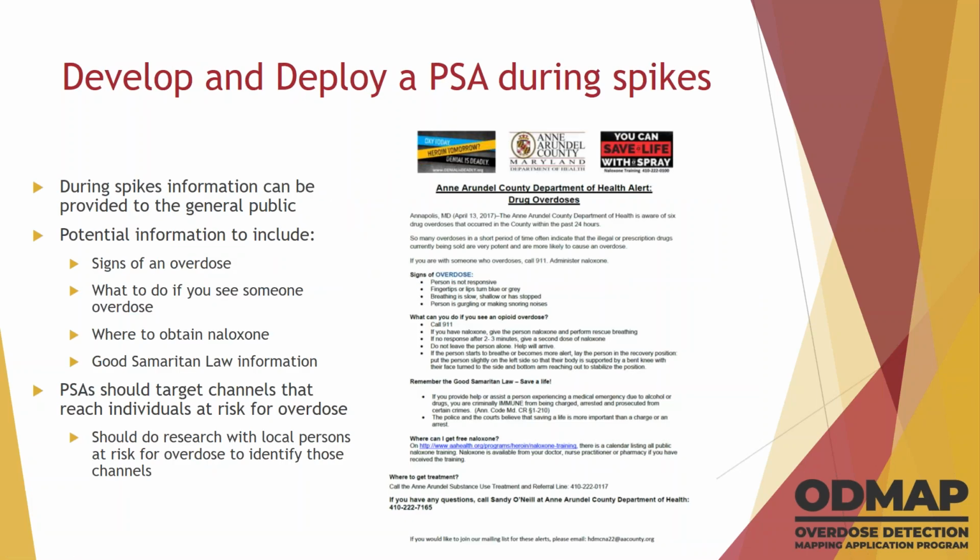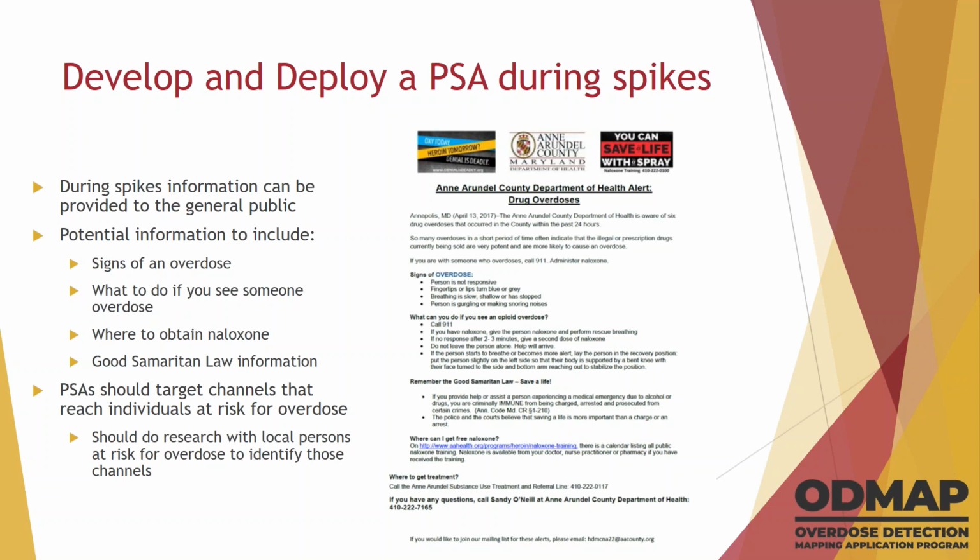So public service announcements are really important during spikes, getting the word out to the general population. Some of the information that's important to include might be signs of an overdose, what to do if someone is overdosing around you, where to get naloxone, just some information on your local Good Samaritan laws. It's important to keep this information fairly general. You don't want to provide any specifics with regards to the suspected drug that could be causing this spike, because there are those that are at risk for overdose who might be driven to find that.